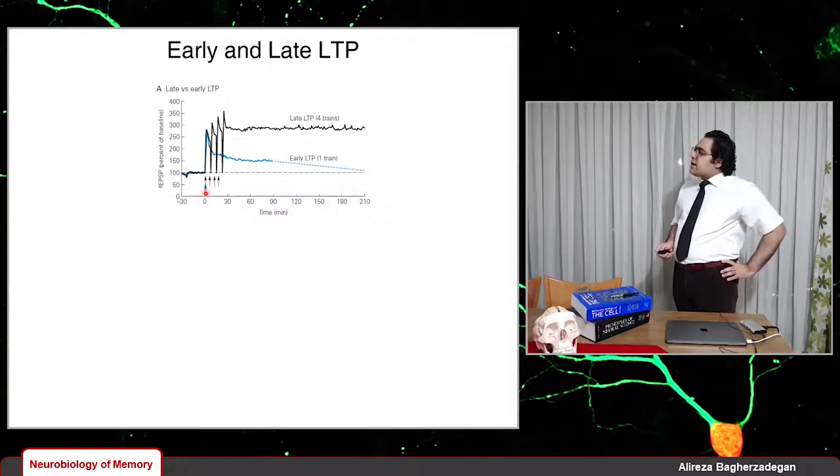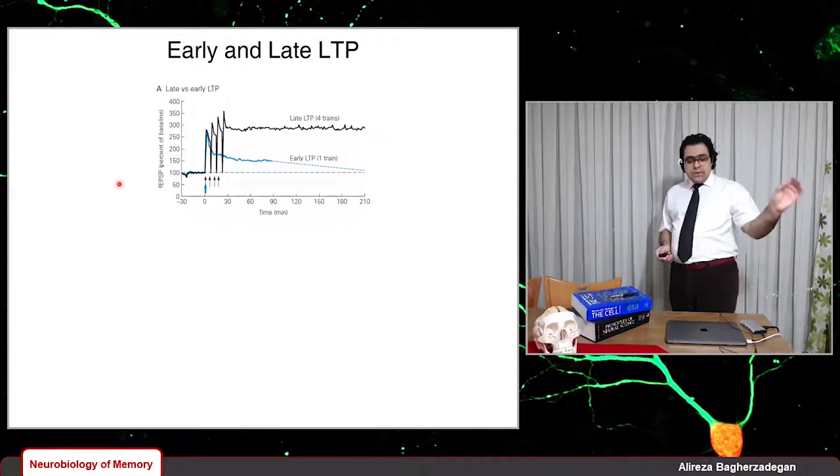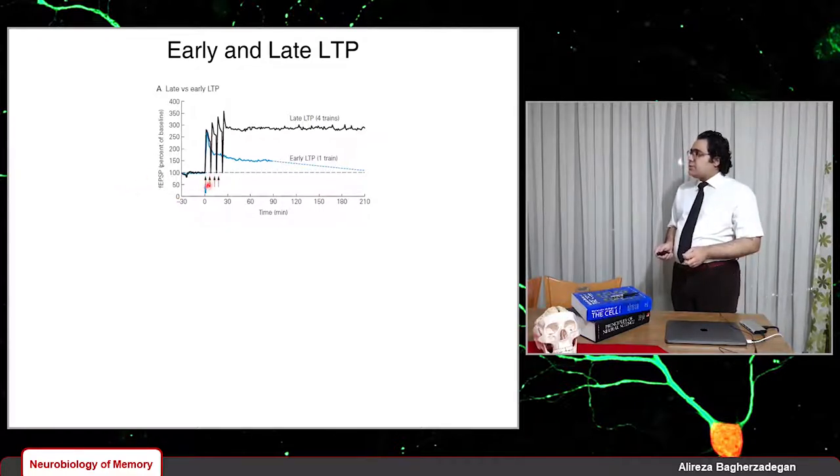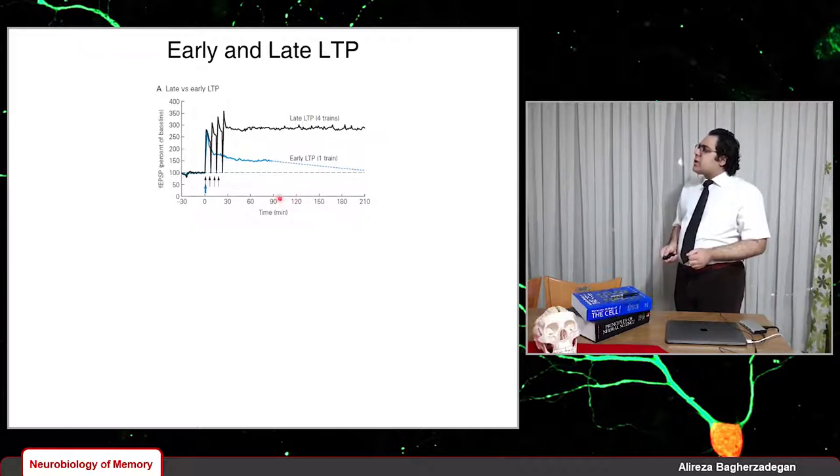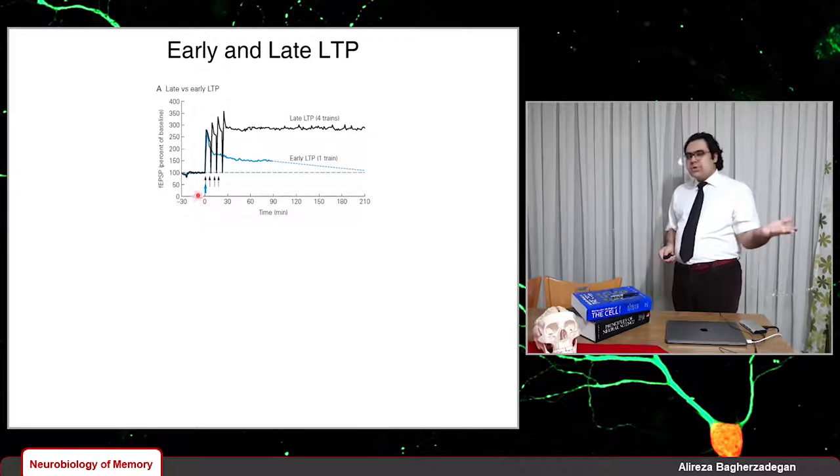You can see that in order to induce early LTP, we can apply one tetanic stimulation. Each tetanic stimulation is represented by these arrows. So one tetanic stimulation, the blue arrow, is going to cause the early LTP. And this early LTP, as you can see in this chart, may last 1 or 2 hours.